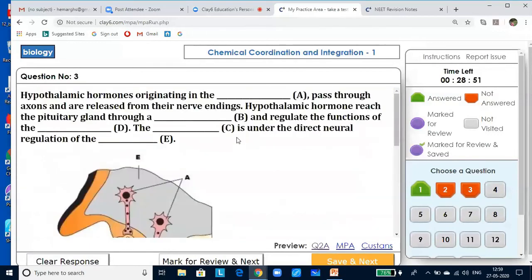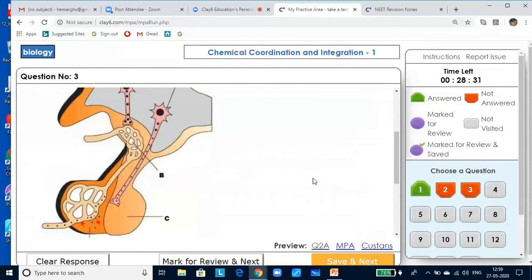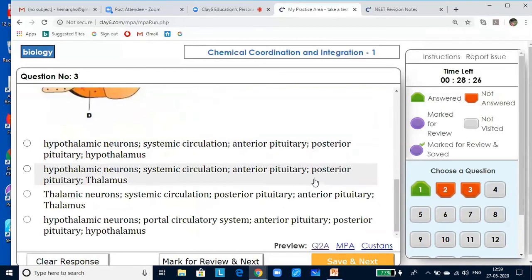Now let us look. Hypothalamic hormones originating in the dash pass through axons and are released from their nerve endings. Hypothalamic hormones reach the pituitary gland through a dash and regulate the functions of the dash. The dash is a direct neural regulation of the dash. So it is also there in your textbook. It's better you understand and learn this diagram. Now let us look at the choices and identify the correct one. Hypothalamic regulatory system, anterior pituitary, posterior pituitary, and hypothalamus.